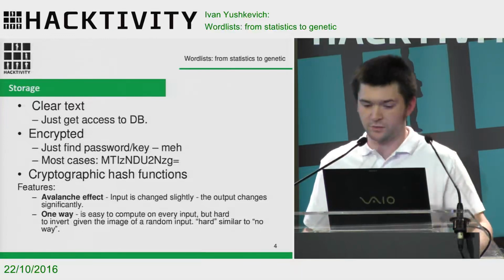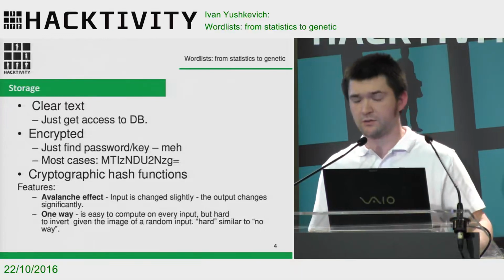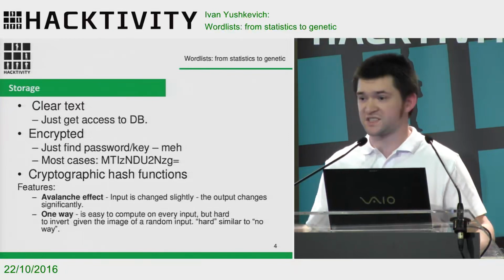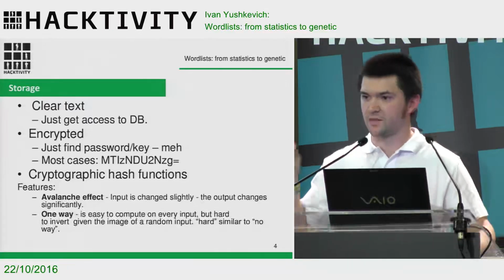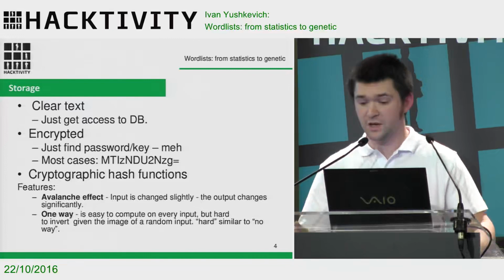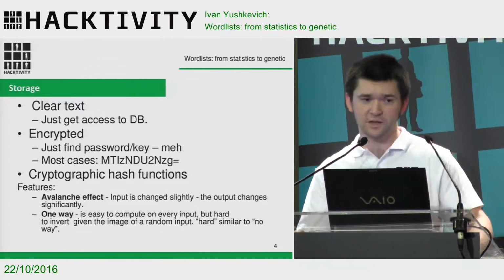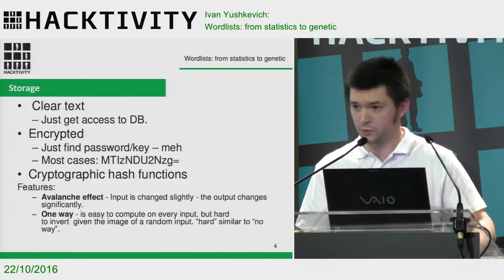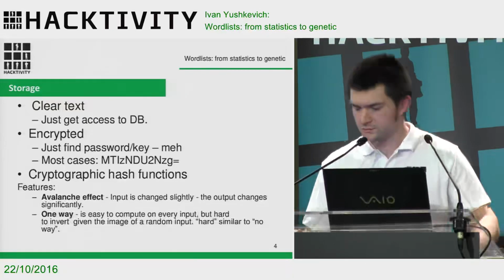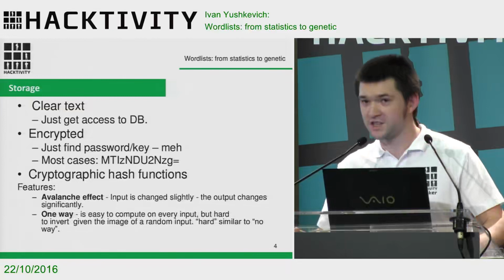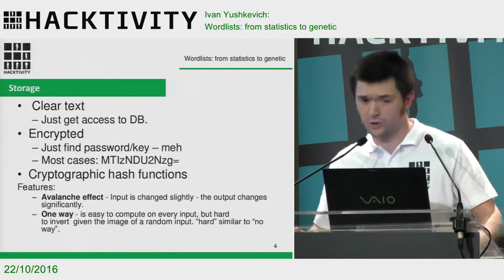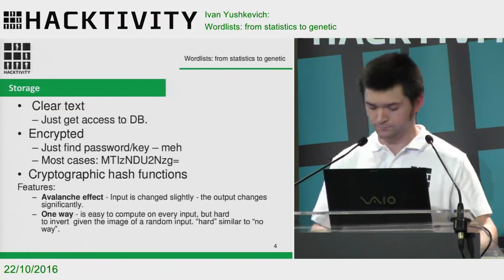There are some features of hash functions. First of all, the avalanche effect: if we slightly change the data, the output will change significantly. And they are one-way functions, so we can easily compute the output from the input, but to get the input from the output is nearly impossible.